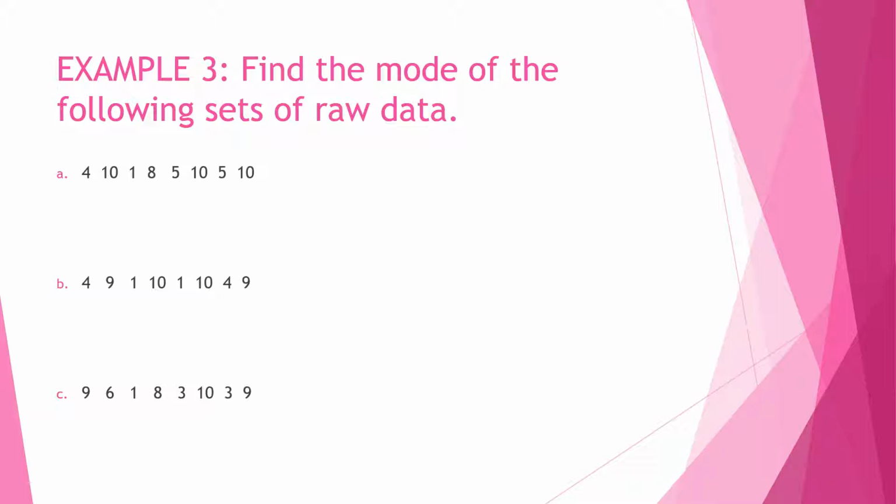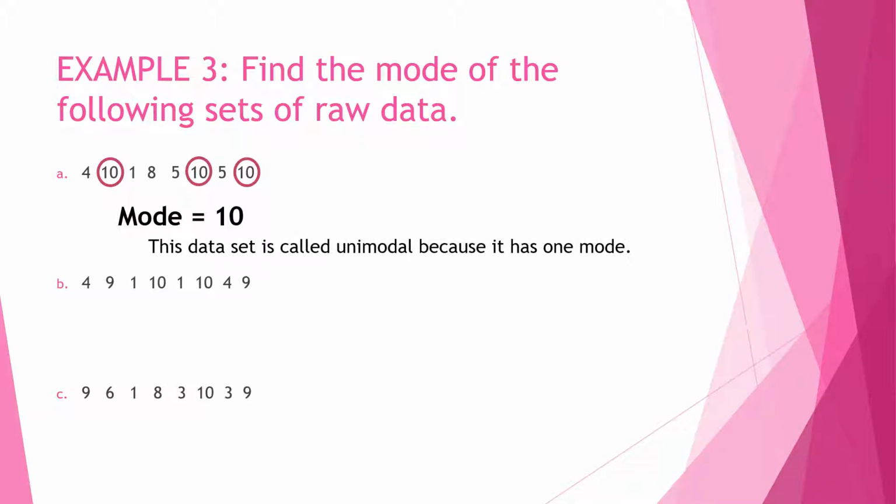Alright, so let's look at the first data set. 4, 10, 1, 8, 5, 10, 5, 10. Alright, so there are 3 10s, so the mode is 10. So it's the number that appears most often. Alright, and it says, this data set is called unimodal because it has only one mode.